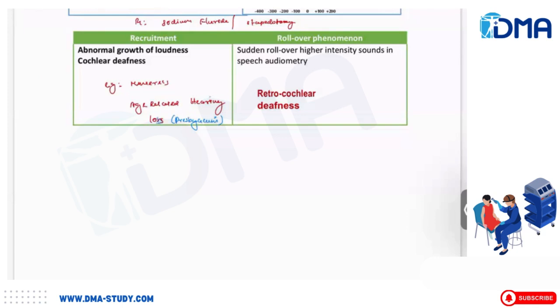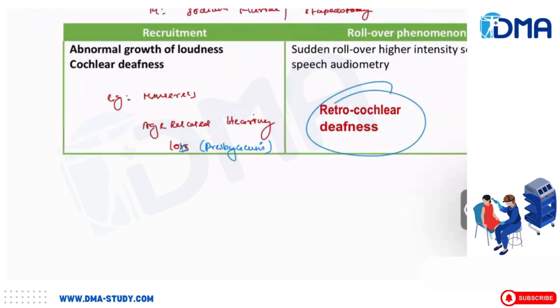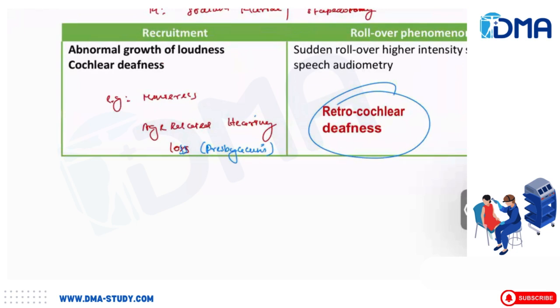The second one is the sudden rollover of higher intensity sounds in speech audiometry, called the rollover phenomenon. It is in retrocochlear deafness. So it is a very important part. Cochlear deafness, recruitment phenomenon. Retrocochlear deafness, rollover phenomenon. Highly high yield topic.